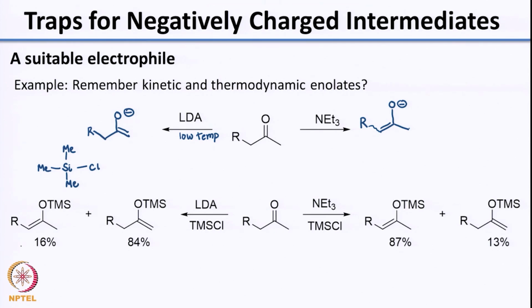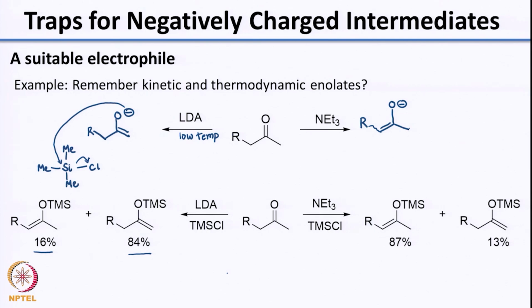So let us look at what happens in the case of LDA. So you will have this enolate. So what you generate is the OTMS. So this is OTMS form of the enolate. So this is one way for you to tell clearly that you are forming the kinetically favored enolate, because if you see, you have 84% of the kinetically favored enolate and only 16% of the thermodynamically favored enolate. So adding TMS chloride is a very good way for you to trap the enolate.